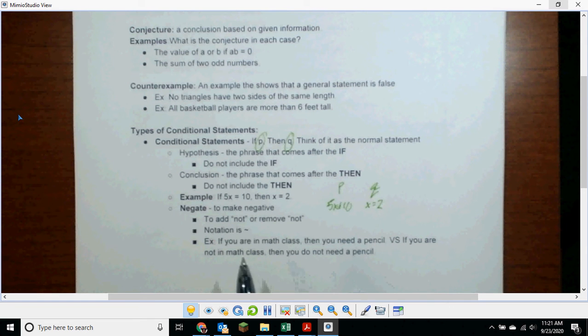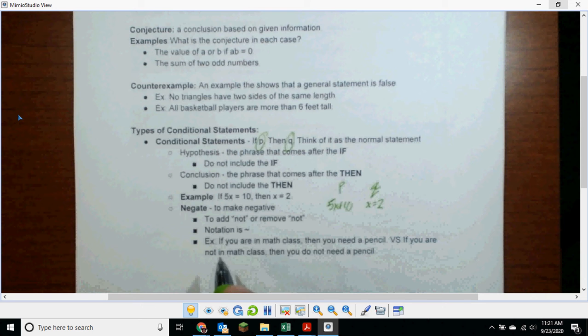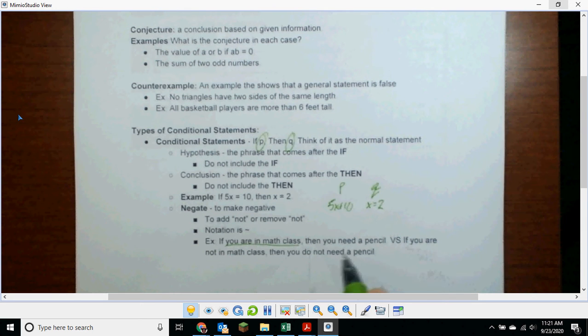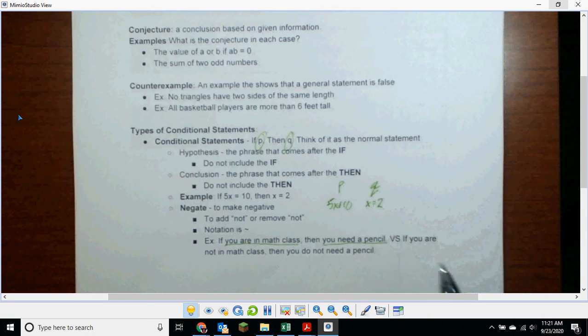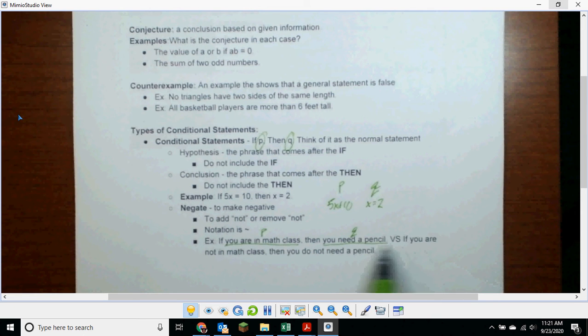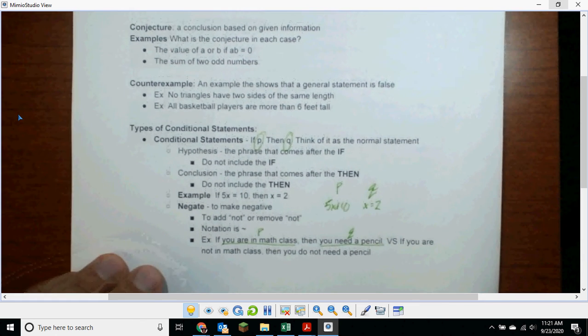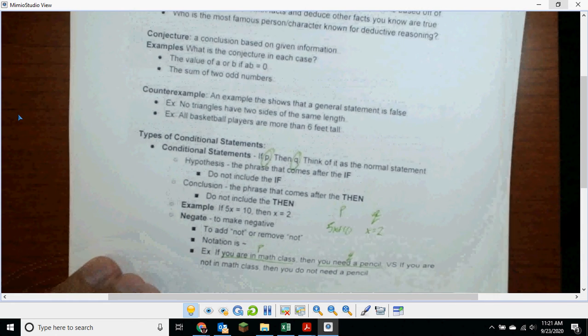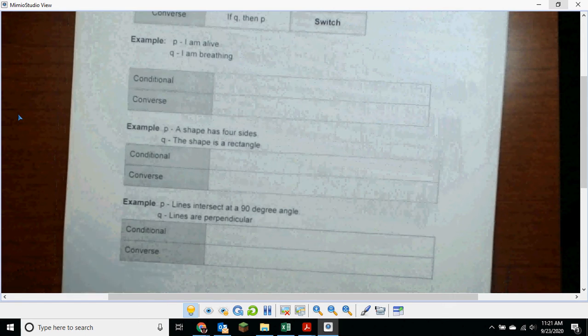Here's another example. If you are in math class, so there's my P, then you need a pencil. There's my Q. So this is P and this is Q. Versus if you are not in math class, then you do not need a pencil. So there it is made negative. So that's conditional statements. Let's look a little more on the next page.